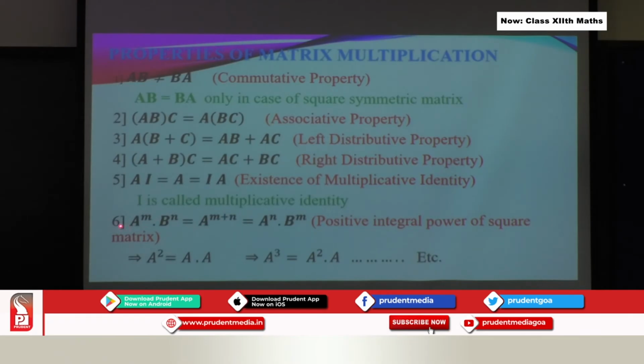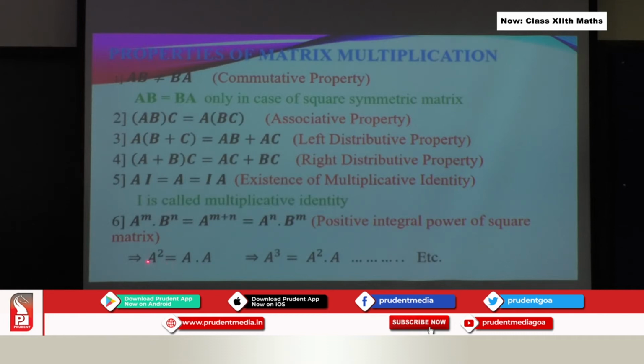Okay, now over here, this sixth one. Here I am talking about A raised to m into B raised to n. If you have this kind of matrix with power m and n, what can you write? You can write it as A raised to m plus n. This is one of the laws of exponent. Similarly, you can write it as A raised to n into B raised to m. What do you call it? You call it the positive integral power of a square matrix.